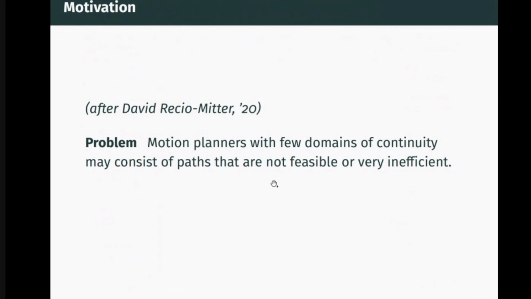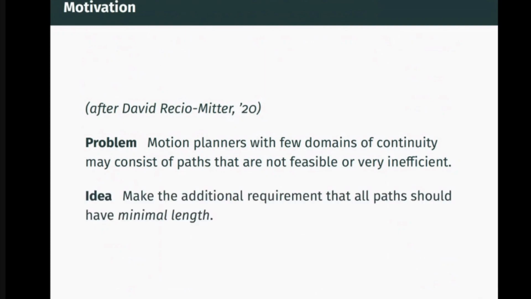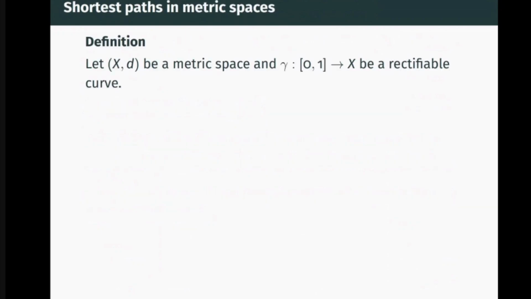The problem is we might have motion planners with few domains of continuity, which have the lowest number possible, but which consist of paths that are very inefficient and so pointless for practical applications. And so the idea is the additional requirement that all paths should have minimal length. So we really want to have them as short as possible. And the question is now, how many domains do we need in this case? So this is also something that we should study and decide what's important for us: fewer domains of continuity or more efficiency. And we do this in metric spaces.